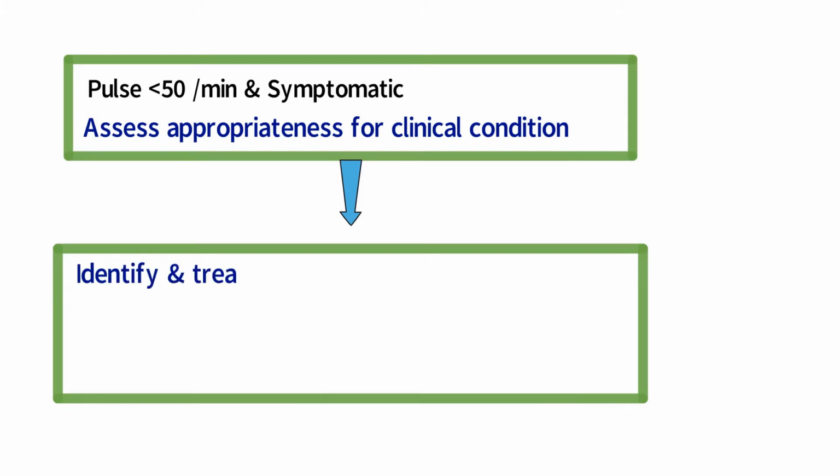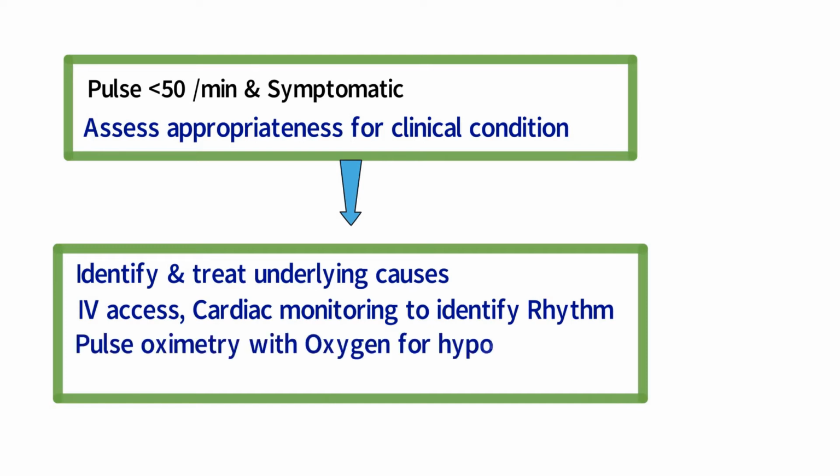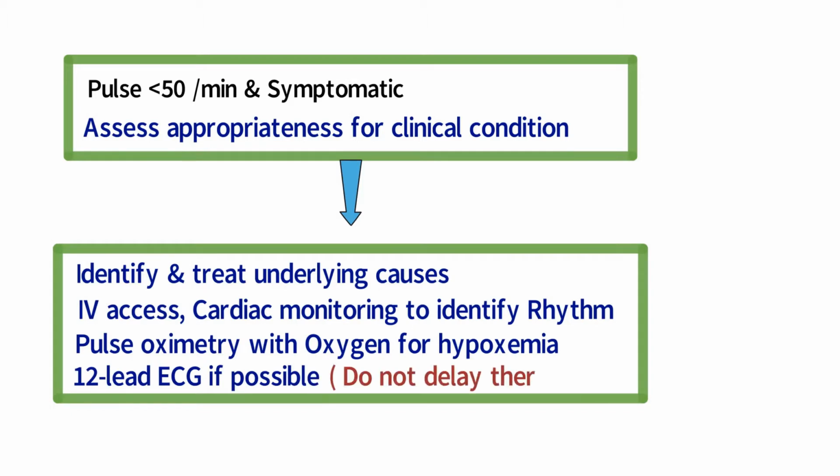So you should identify and treat the underlying cause of this sinus bradycardia. You should have an IV access, and you should do cardiac monitoring to identify this rhythm. And you should put on pulse oximetry with oxygen for hypoxemia. And also you should do a 12-lead ECG if possible. And do not delay the therapy. This is very important because of the MCQ. Do not delay therapy.